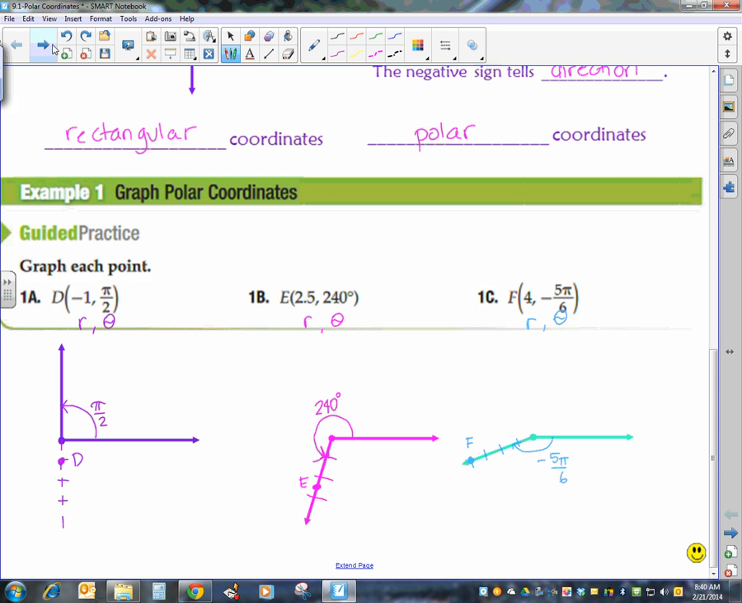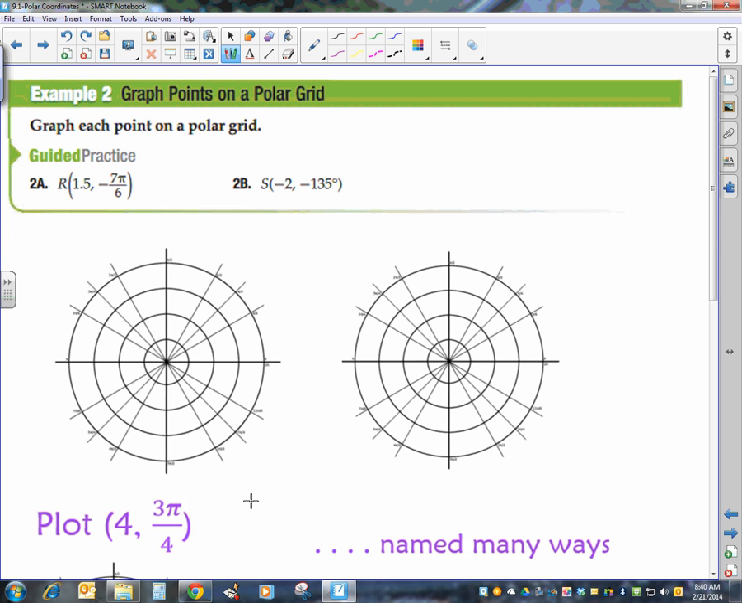Now let's go do some on polar paper and find out it's a little bit easier because they've already done all the angles for you. Okay, so we have, again, R, theta, always going to start with your theta. Find 7 pi over 6 on here. Oh, excuse me, it's negative 7 pi over 6. Okay, negative 7 pi over 6. If I start here at 0, that's pi. So this is 7 pi over 6, but I have to go in a negative direction.